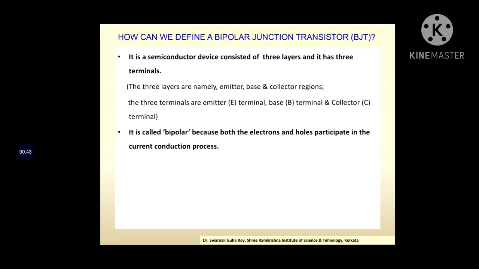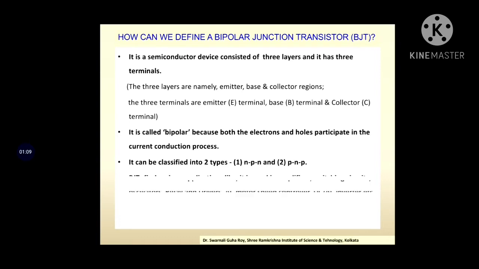It is called bipolar. That is, within the name of BJT, the word bipolar is present. Why is it so called? Because both types of carriers, that is electrons and holes, that is both negative and positive carriers, participate in the current conduction process. Thirdly, BJTs can be broadly classified into 2 types, NPN and PNP.